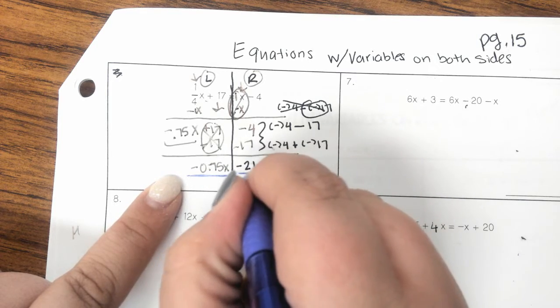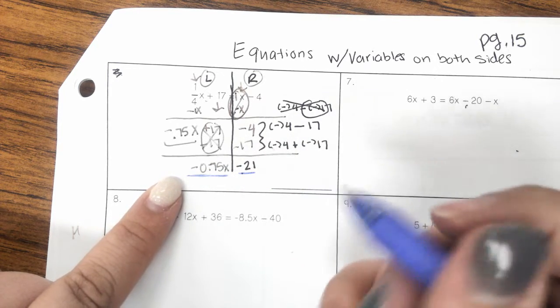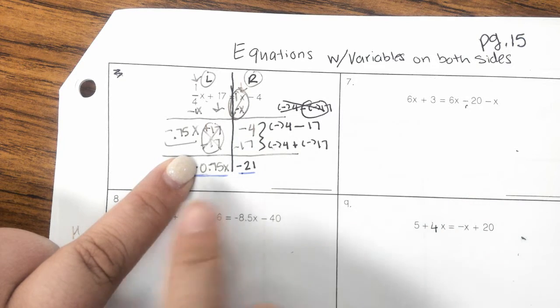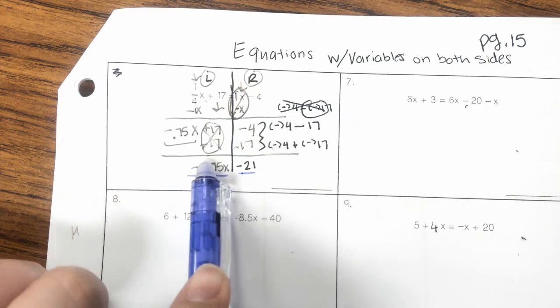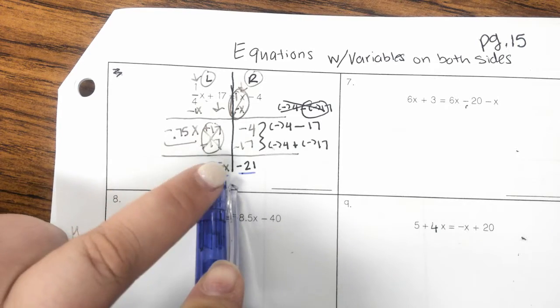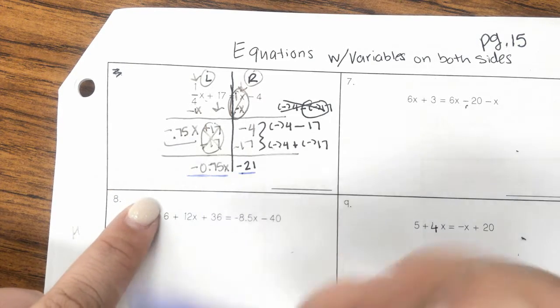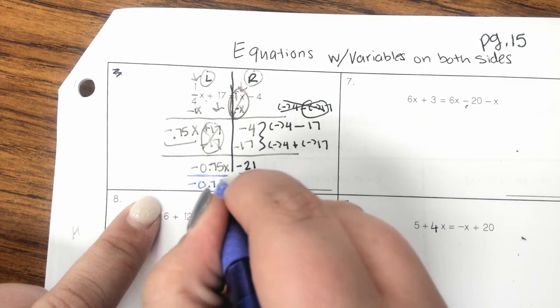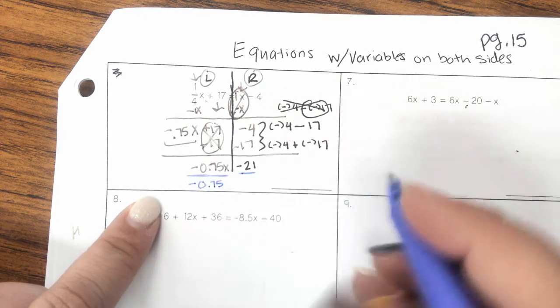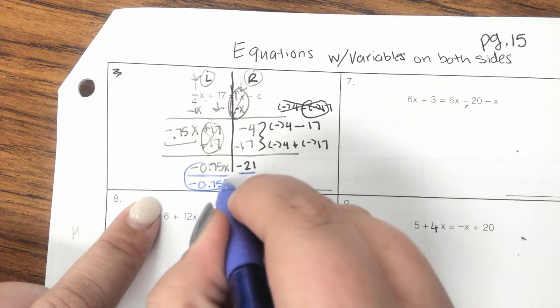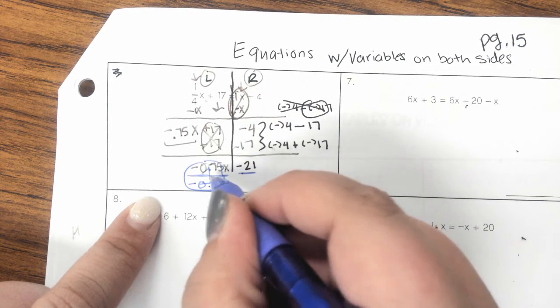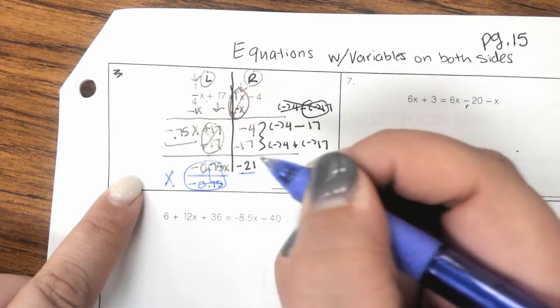We want to divide by the coefficient to x. The coefficient isn't just 0.75. If you got rid of the 0.75, you'd still have a negative x. The coefficient is negative 0.75. So we divide by negative 0.75, and that gets rid of all of that. It makes 1. A number divided by itself is 1. So now we have 1x.